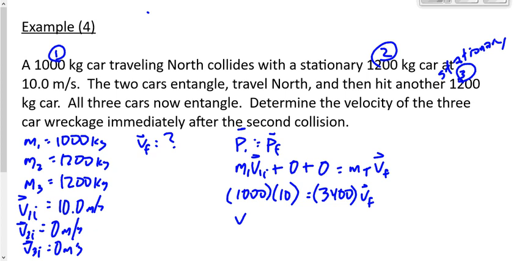10 times 1,000 divided by 3,400 gives me a final velocity of, look at that, I didn't open up my little answer key here. What is it? Oh, I don't even have that one there. 2.94, thank you guys. 2.94 meters per second. So it was about a third, right? The mass is more than 3 times, so the velocity is going to be a little bit less than a third. Is that okay?